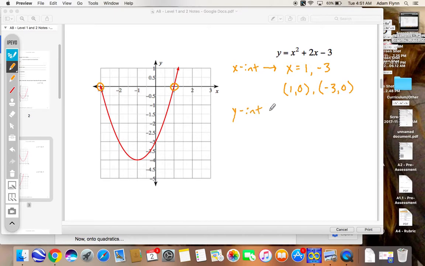The y-intercept for this function would be right here at -3. I'll also accept 0, -3, the ordered pair. The vertex, which would be, again, a minimum point. The ordered pair for that coordinate would be -1, -4.